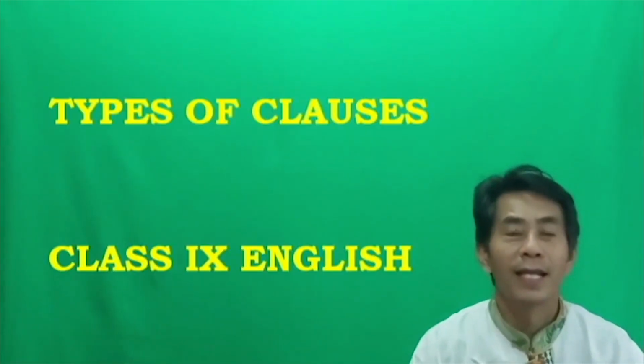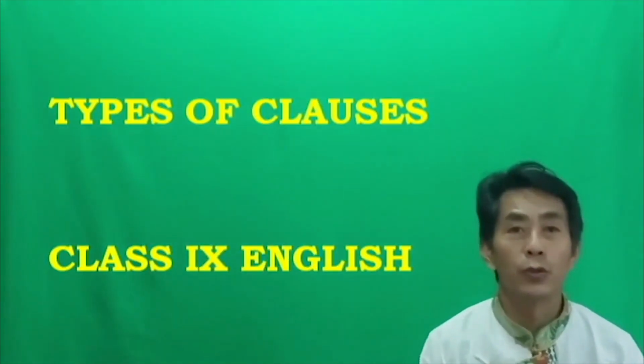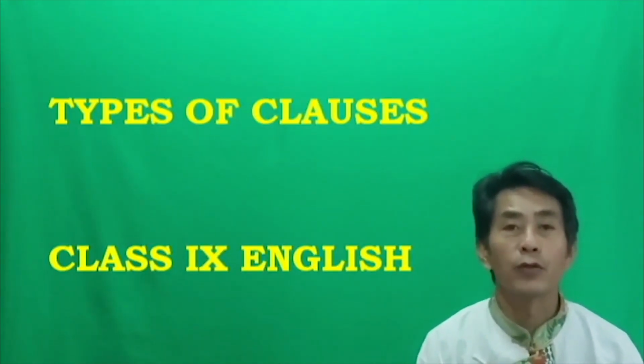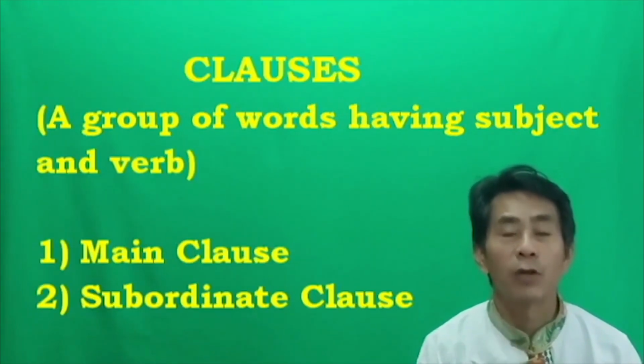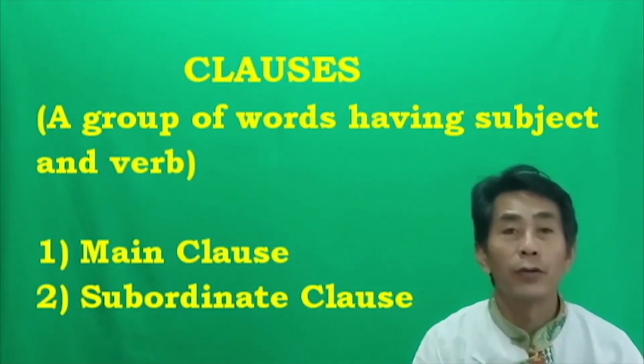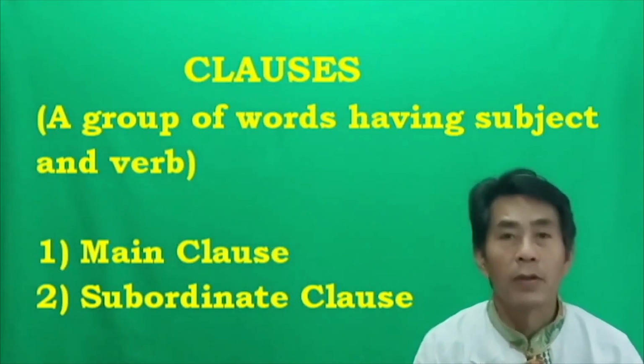Okay, good morning. As I told you yesterday, today we are going to do the different types of clauses. There are three types of clauses. First of all, do you know what we mean by clauses? Clauses are groups of words which have a subject and a verb. You got it?